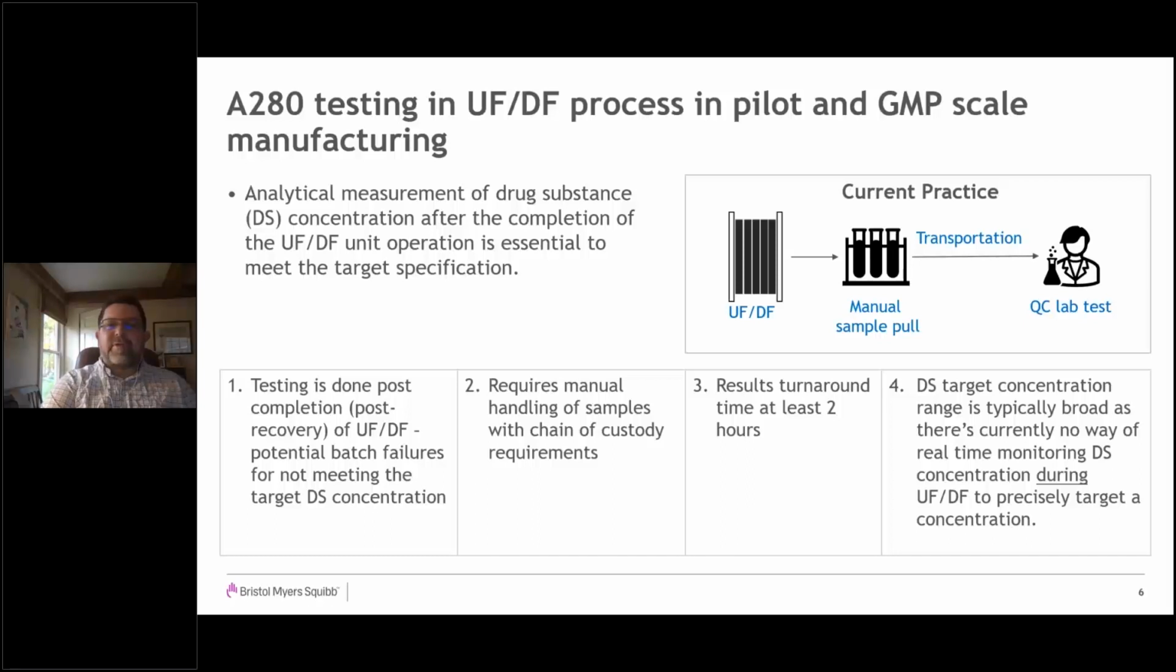The reason QC does it is that they are considered the gold standard of analytics. They do the test very carefully, because if you don't meet that target drug substance concentration, you could lose your batch. A handicap of having a QC lab do it is that it requires manual handling of samples with a chain of custody. The result turnaround takes at least 2 hours, which is actually a very conservative number. It typically takes far longer, 4 to 6 hours, because of the sheer amount of paperwork involved and the number of people who need to review it.